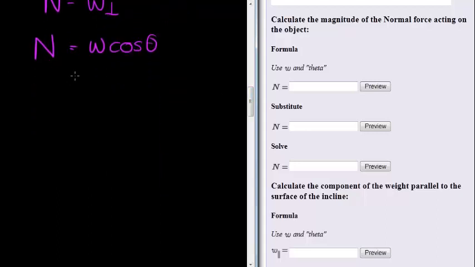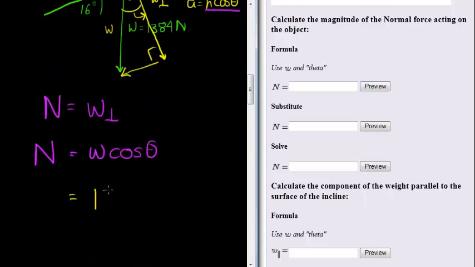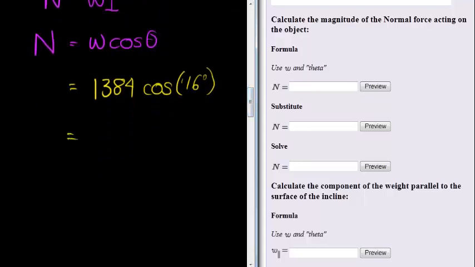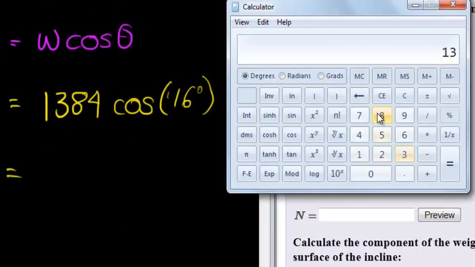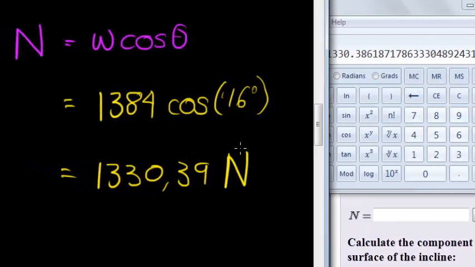Okay, with that in mind, we can substitute. We know the weight was 1384 newtons times cos, and our angle this time is 16 degrees. And when we solve this using our calculator, what do we get? 1384 times cos of 16 gives me 1330.39 newtons. That's simply the magnitude.